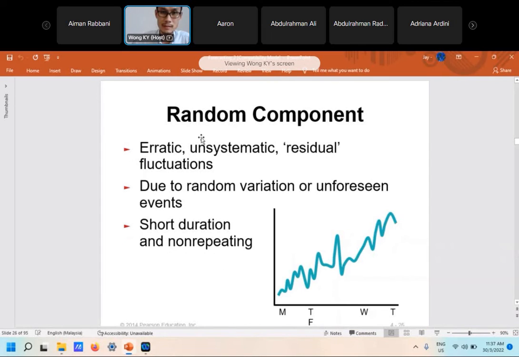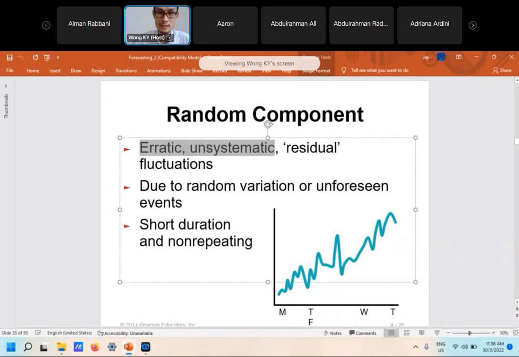And the last pattern is called random. You look at the graph, it's random. Random fluctuation, up, down, up, down. So it's erratic, it's unsystematic, it's stochastic. That is random. It happens because this is the natural behavior of demand. It's due to random variation or unforeseen events. Just like quality, you learn quality. You have assignable costs, you have unassignable costs. Because of all this.